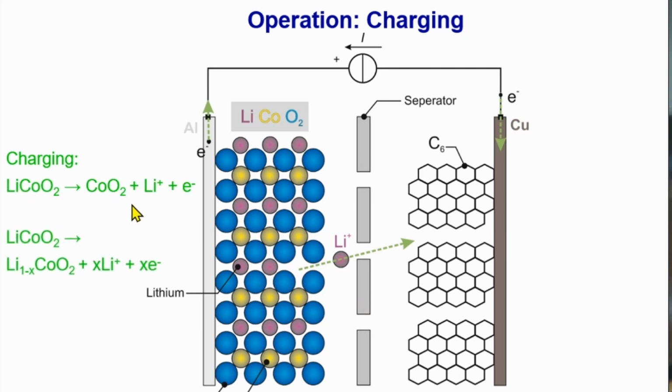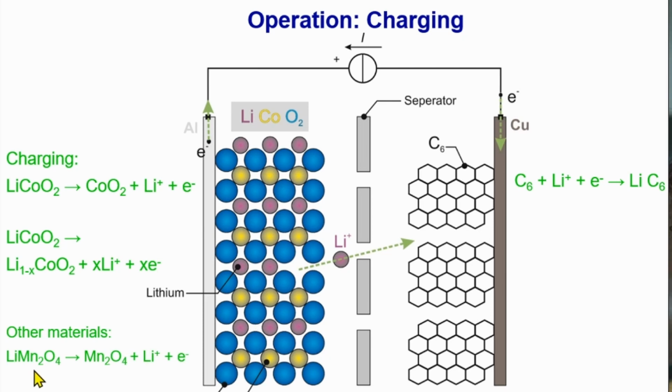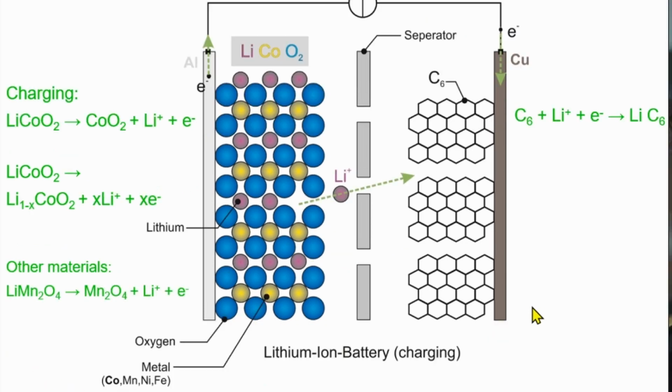So we have cobalt dioxide and lithium ions and electrons here. You can do it multiple times, therefore it's x here. It's not necessary that you only do one ion. You can do multiple of those. On the other side, you receive an electron, and this combines with the lithium ion to lithium, and it's stored in the carbon lattice. Just to mention, you can also use other materials, as I mentioned, also manganese and so on. So the formula looks a bit different, but the principle is the same.